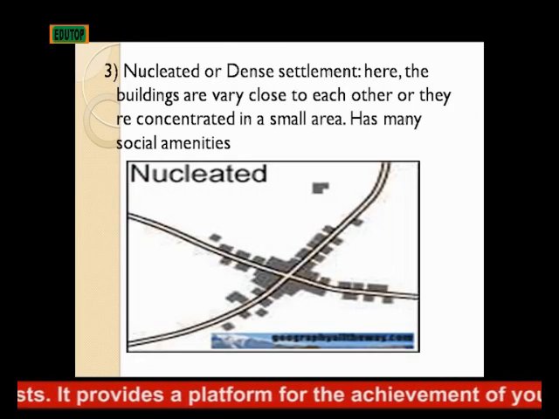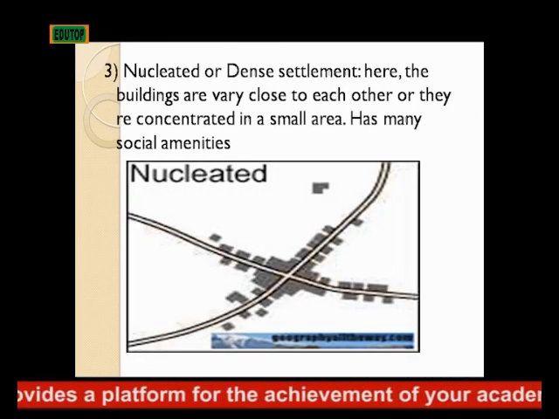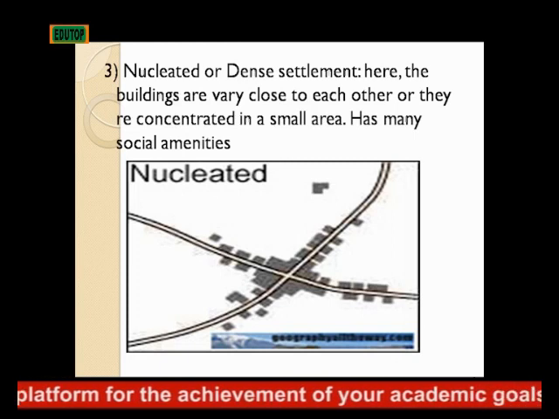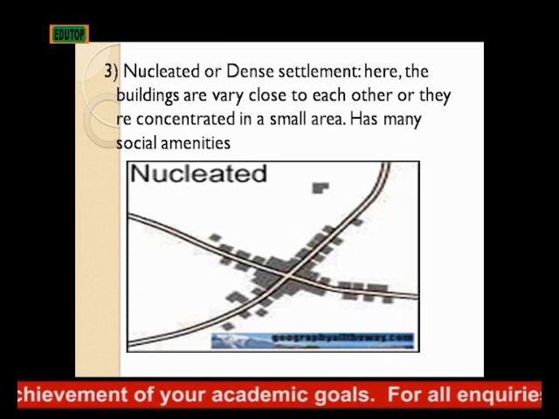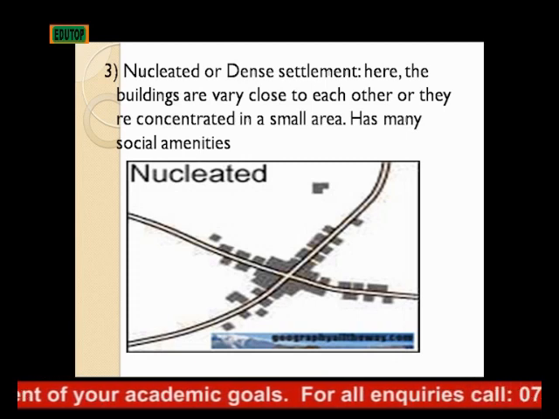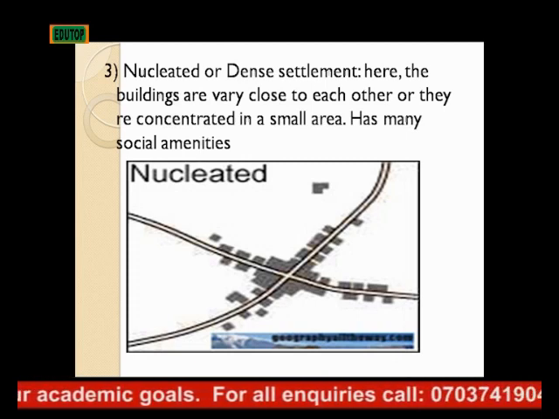Number 3, we have the nucleated or the dense settlement. Here, the buildings are very close to each other, and they are concentrated in a small area. It usually has many social amenities.